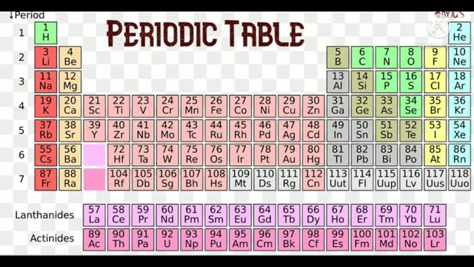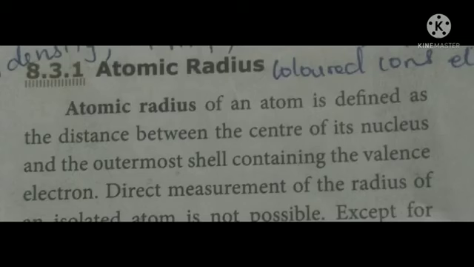What are the periodic properties, or the properties of periodic classification? If the question is like that, you have to write the 5 property headings. What are they? Atomic radii, ionic radii, ionization energy, electron affinity, electronegativity. So if there is a question to write the properties of periodic classification, write all the 5 headings and learn the definitions of all the 5 headings.